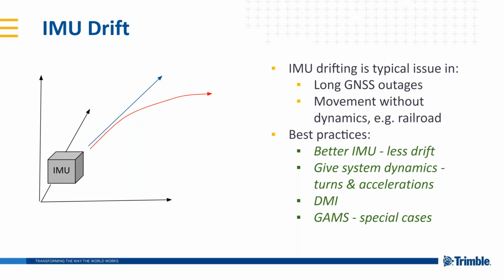Also, if you're in a GNSS outage, you should try to give the system dynamics, so turns, accelerations. DMI will again help with the drift. It will give us some additional input for the Kalman filtering. And in some cases, depending on the system, you could also use GAMS. GAMS is a secondary GNSS antenna which can calculate the heading accurately if necessary. But this is a special case, and for GAMS usage, we will probably have another webinar later. If you have questions about this, let us know.